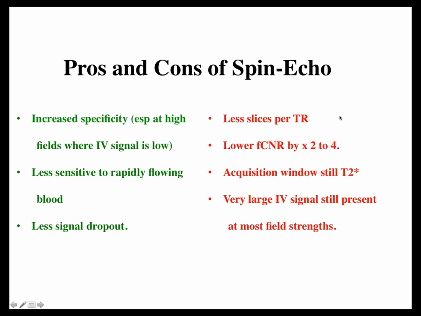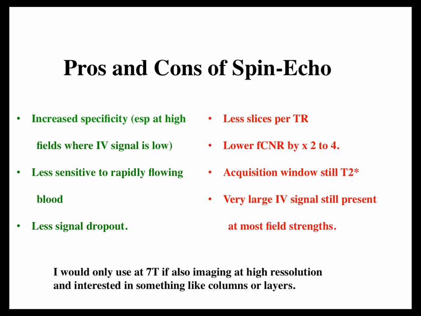The problem is you have less slices per TR, and you have much lower functional contrast and noise by a factor of 2 to 4. The acquisition window is still wide for echoplanar imaging, so you still have a lot of T2 star weighting, and you have a large intravascular signal. At most, it's even present at 7 Tesla. It's not large at 7 Tesla, but it's there. So it still sort of clouds the interpretation of it.